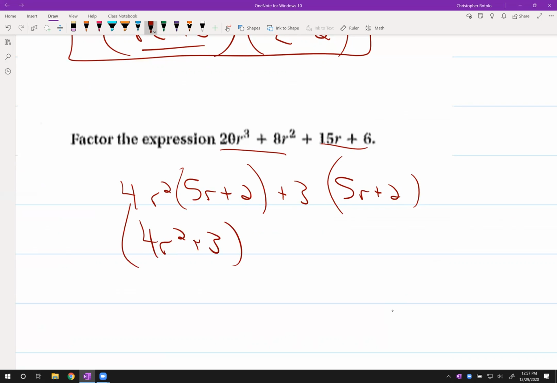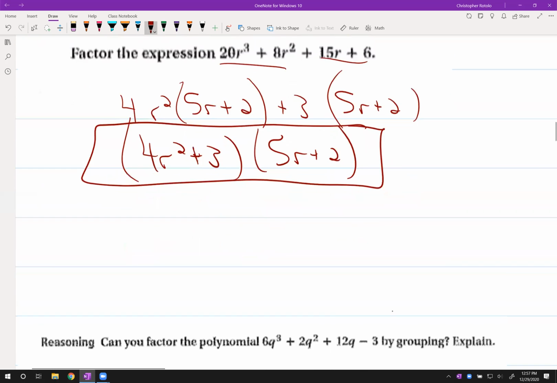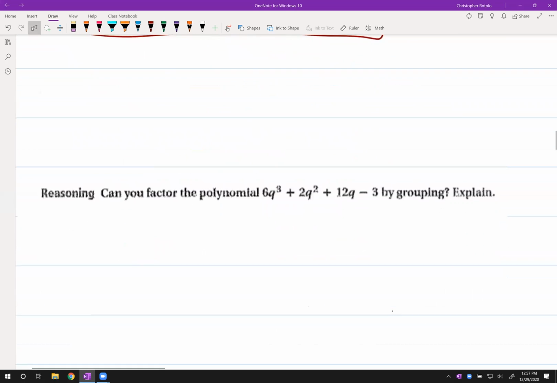All right, GCFs go together as I ramble on here. 5r plus 2. Look at that, I even left it as r's. So any of you guys that really know me, I change all the problems to x's because of my excellent penmanship. I don't want it to look like something else.